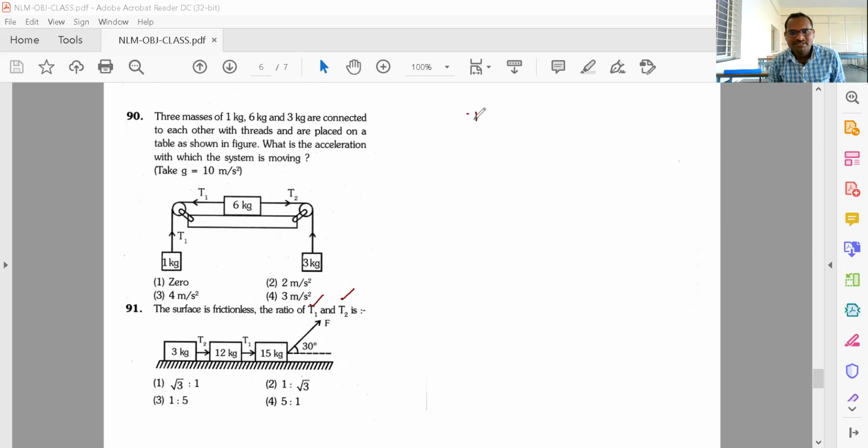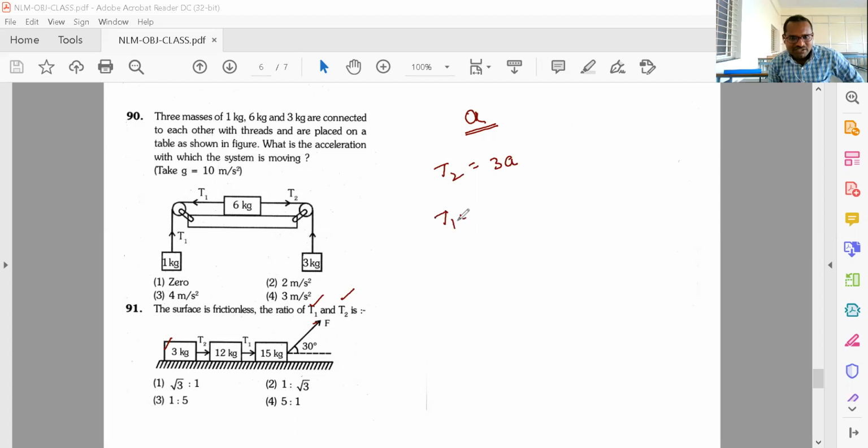See, tension T1. Let us suppose a force F is applied at an angle of 30 degrees or something else. The 3 kg, 12 kg, and 15 kg, all three blocks will move with the same acceleration. Yes, we know. Let us say it is A. Now, see, tension T2 is nothing but due to the 3 kg mass. The 3 kg mass is opposing the motion of the total blocks. So tension T2 is nothing but the 3 kg mass force, nothing but 3A you can say.